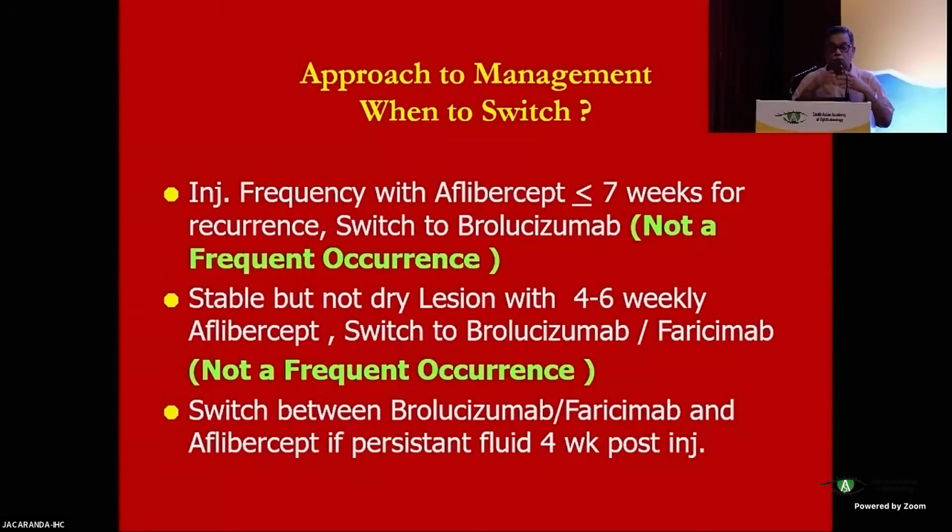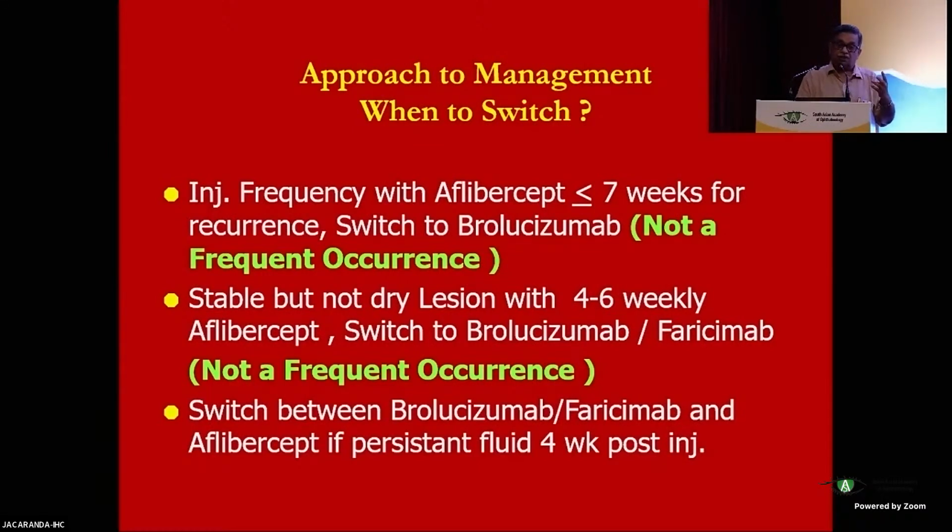So when do we switch? If the frequency of injections is less than or equal to 7 weeks for a recurrence, or even if it's a stable lesion and I need to give the injections every 4 to 6 weeks, I will consider a switch to brolucizumab or faricimab. And I actually have patients who were on brolucizumab who did not get the perfect response which others are showing.